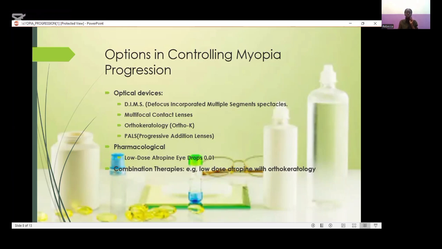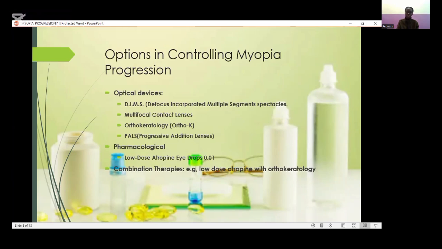And then we have progressive addition lenses. If we remember in a previous slide, we saw that accommodation lag is part of the reasons why myopia progression will happen. So progressive addition lenses are going to counter accommodation lag, which will therefore create a myopic defocus on the eye.